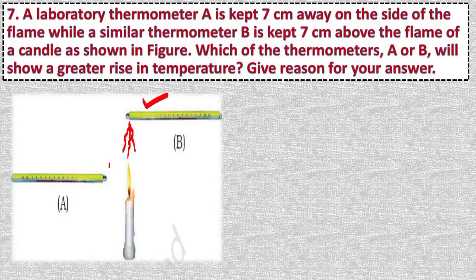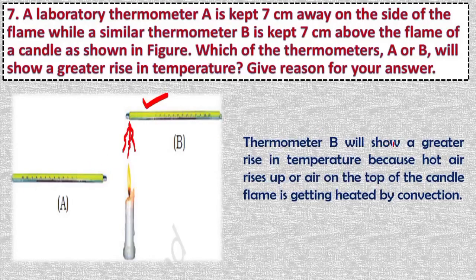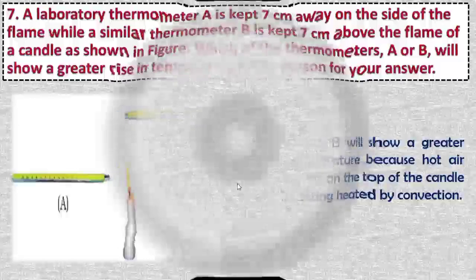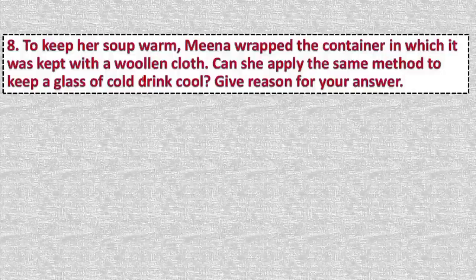As the flame over the candle increases the temperature of the air over it, thermometer B will show a greater rise in temperature, because hot air rises up, or the air on the top of the candle flame is getting heated by convection. Let us move to the next question.